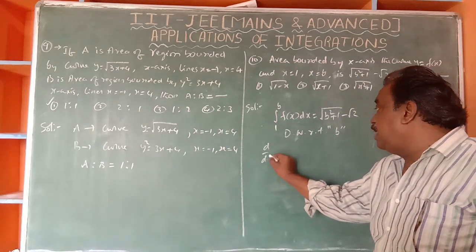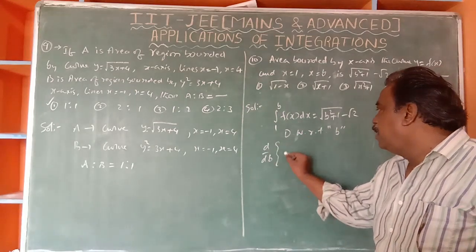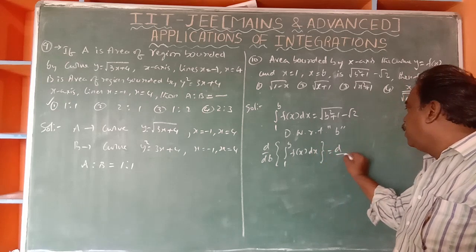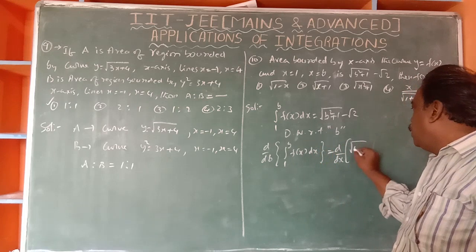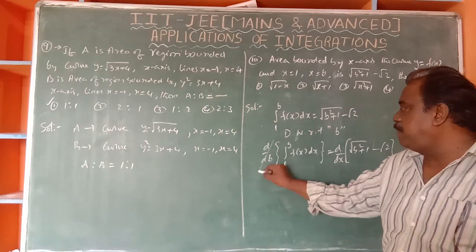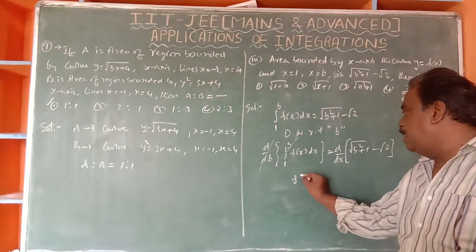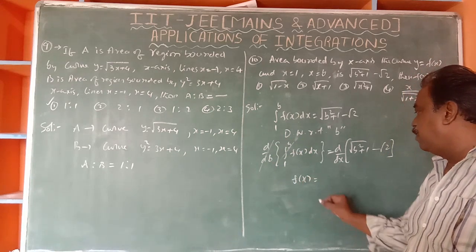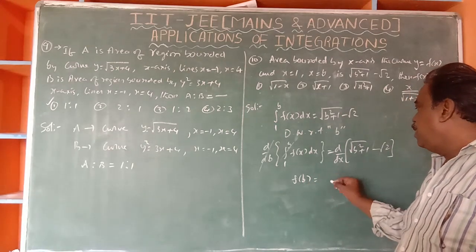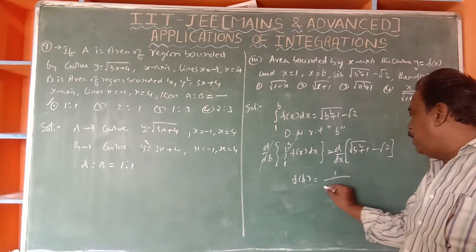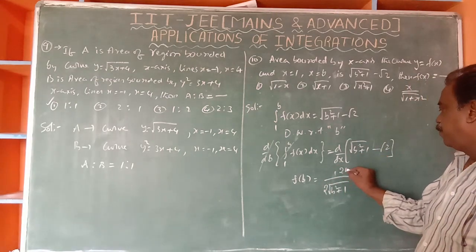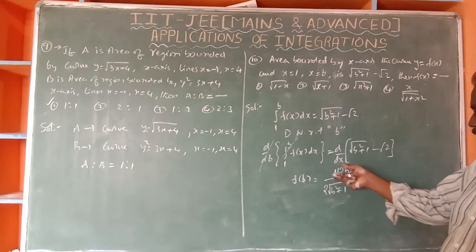So we are differentiating with respect to not x, b. It is integral 1 to b, f of x dx is equal to d by db of root of b square plus 1 minus root 2. Here the differentiation and the integration cancel. We get f of b. Okay, now f of b is equal to 1 by 2 root of b square plus 1 into 2b.